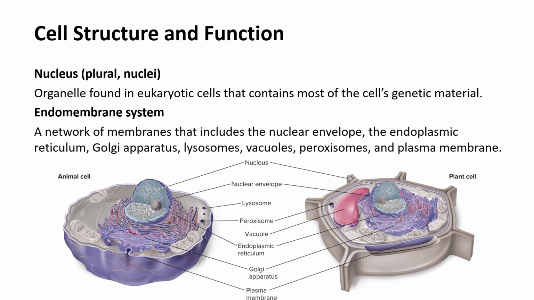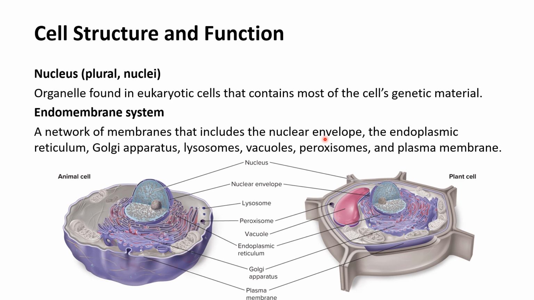Now, the endomembrane system is a network of membranes that basically includes the nuclear envelope, which is the double membrane that surrounds the nucleus. And this is present in both plants and animals. So this is a plant cell, this is an animal cell.